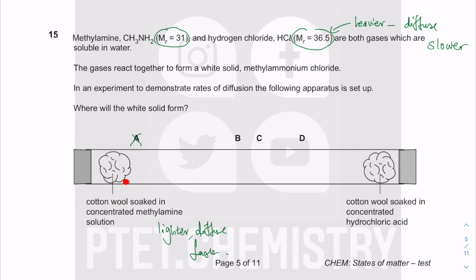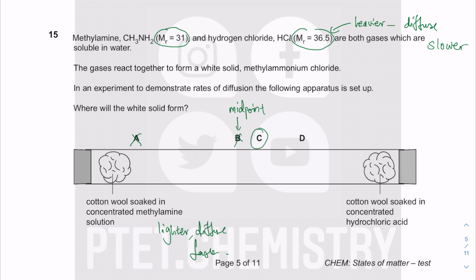That means this doesn't diffuse very fast. D, C, or B. B is like the midpoint. It cannot be the midpoint because that would imply that they diffuse at the same rate. That would mean they have the same molecular mass, but they don't. 36.5 is not 31. And it cannot be D because it's not so much lighter. If this is ammonia, it will most likely be D because ammonia is 14 plus 3 times 1, which is 17. Ammonia will travel a lot further. But this is 31, this is 36.5.